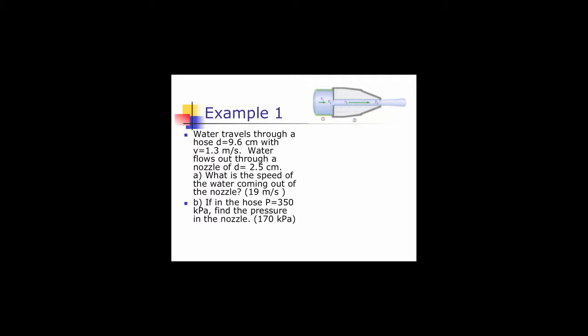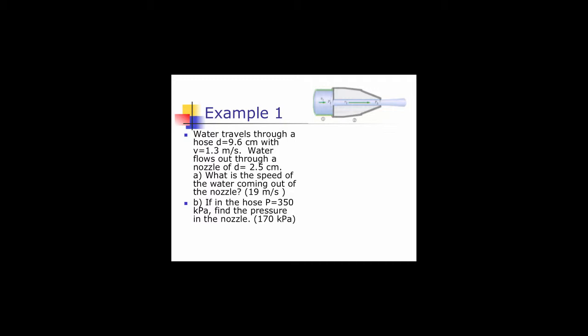So water travels through a hose, a diameter of 9.6 centimeters with a velocity of 1.3 meters per second. And the hose is over on the left, 0.1. Water flows out through a nozzle of diameter 2.5 centimeters. What is the speed of the water coming out of the nozzle? I've shown you the answer is 19 meters per second if you decide to do this on your own.